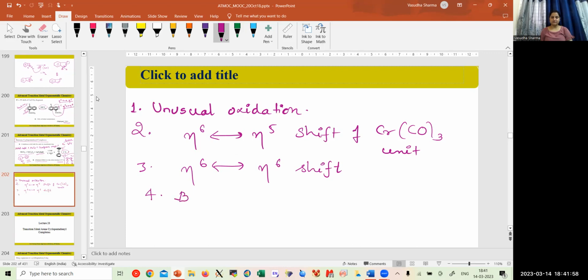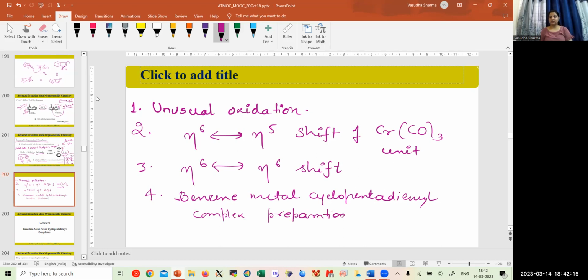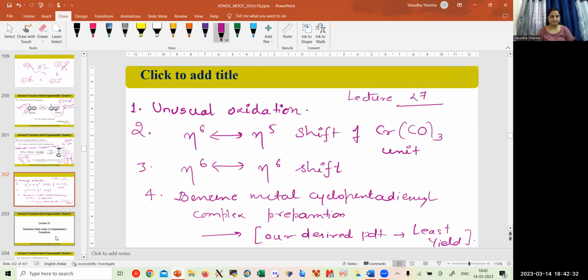Then lastly, we have seen benzene metal cyclopentadienyl complex preparation, where the only disadvantage is the desired product is in least yield. The product is very less. This is the take-home message from lecture 27.